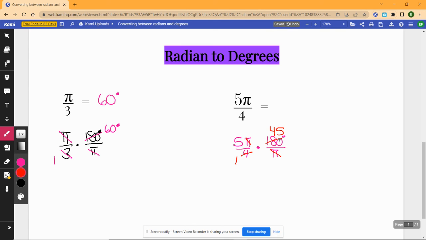So multiplying straight across, I get that 5 times 45 is 225, right? 45 times 5, 5 times 5 is 25, 5 times 4 is 20, add the 2, 225, and the denominator is just 1. So the final answer is 225 degrees. And that's converting a radian to a degree and vice versa.